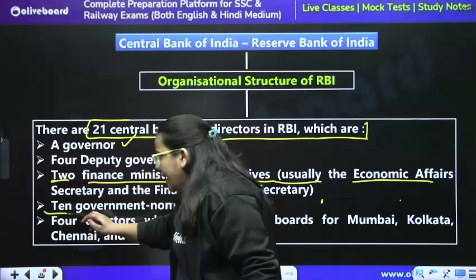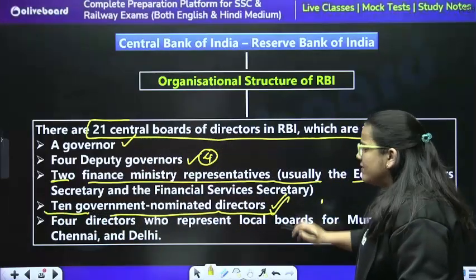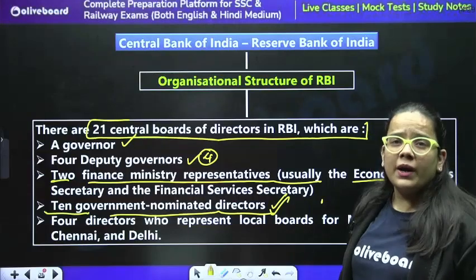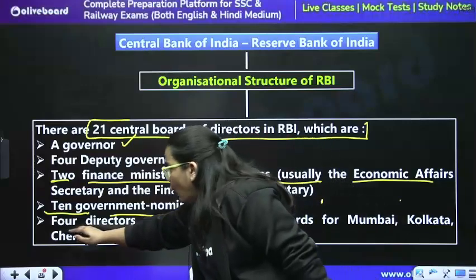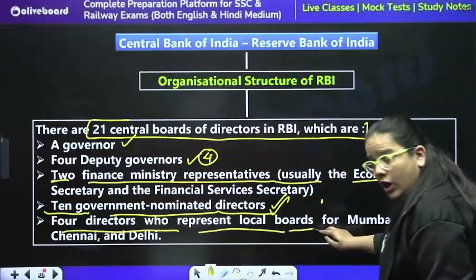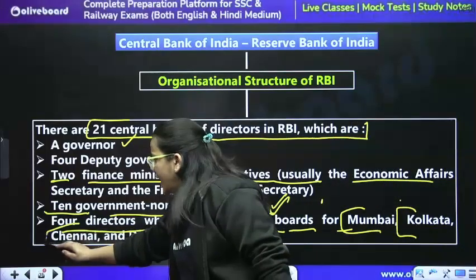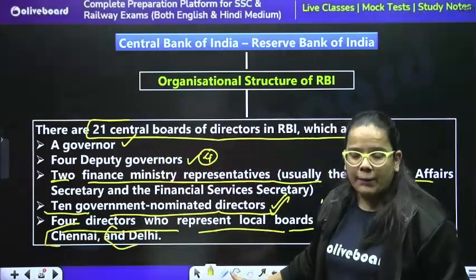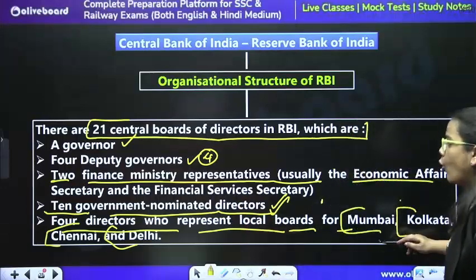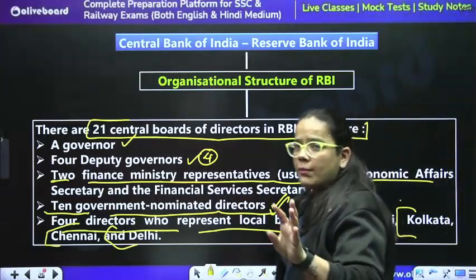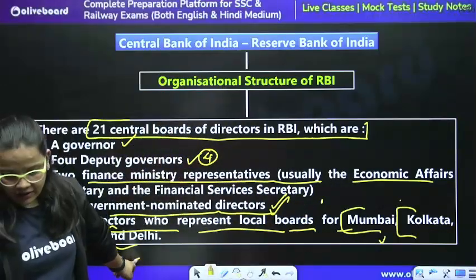Now, 10 government nominated directors. Basically, these directors should be associated with economic criteria or financial services. Four directors who represent local boards from Mumbai, Kolkata, Chennai, and Delhi. Very important segment. This is your exam category, they have already asked this question: the 4 local boards of RBI are established at which of the following locations? Mumbai, Kolkata, Chennai and Delhi. Clear?